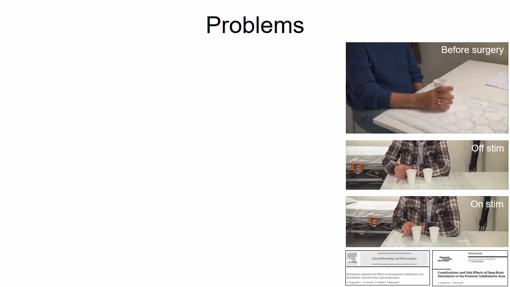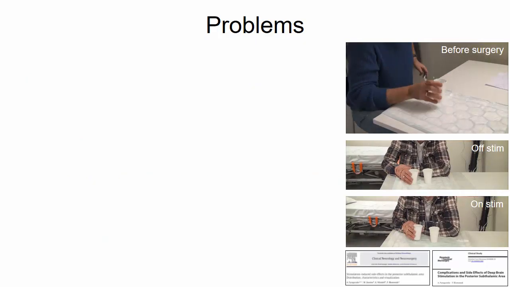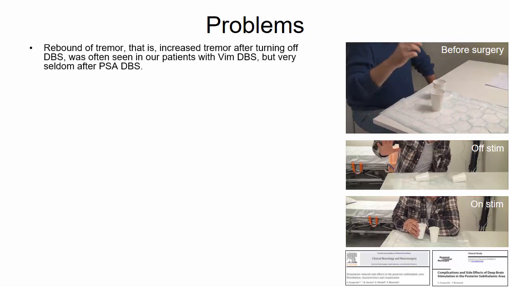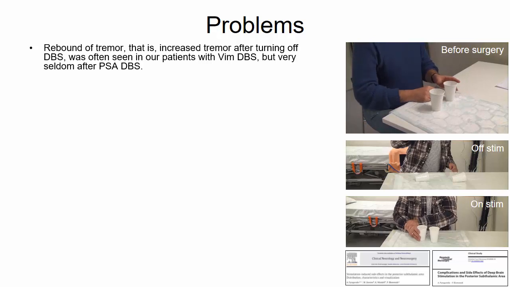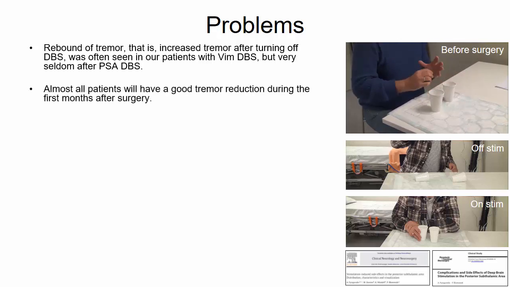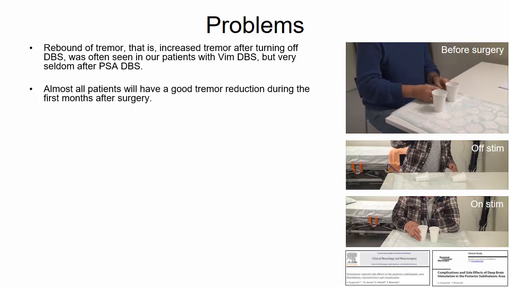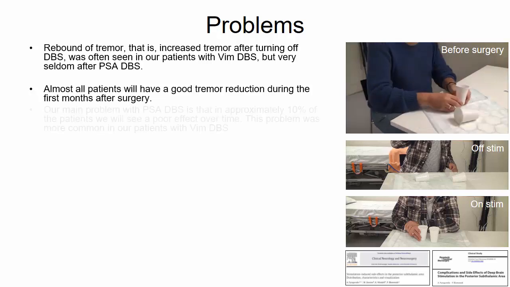We have some problems that are quite specific for DBS in essential tremor. Rebound of tremor, that is, increased tremor after turning off DBS, was often seen in our patients with VIM DBS, but very seldom after PSA DBS. Almost all patients will have a good tremor reduction during the first months after surgery.